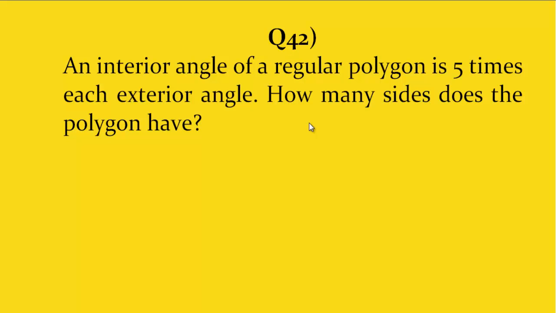Here I have question 42 and it's a really quick one. It says an interior angle of a regular polygon is 5 times each exterior angle. How many sides does the polygon have? So this question requires you to know what a regular polygon is, because that's really the hint, and it expects you to know the relationship between interior angles and exterior angles.